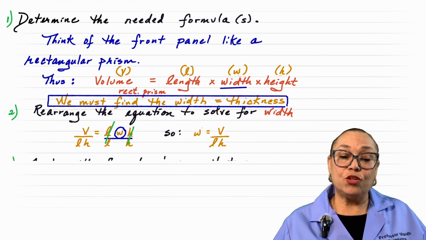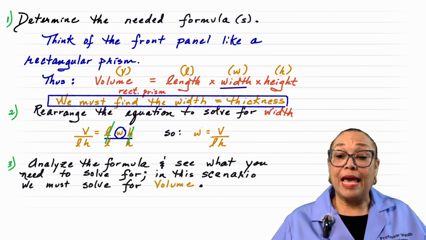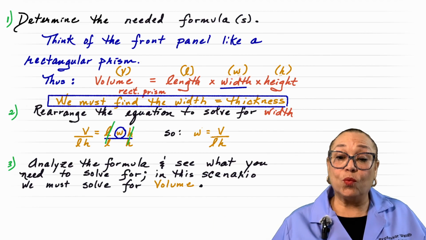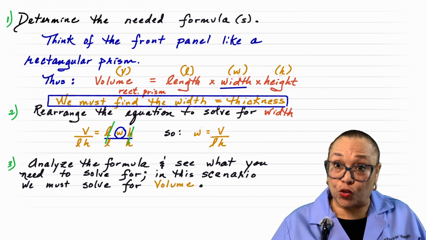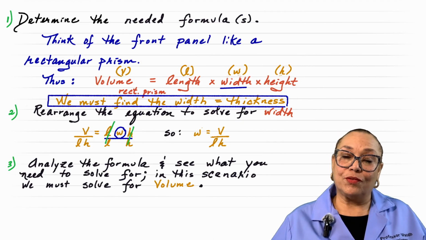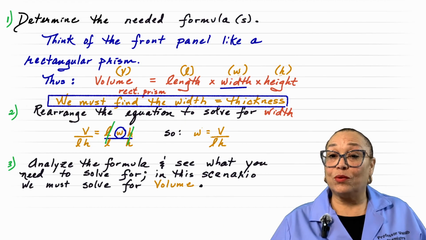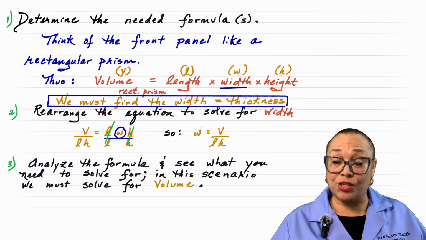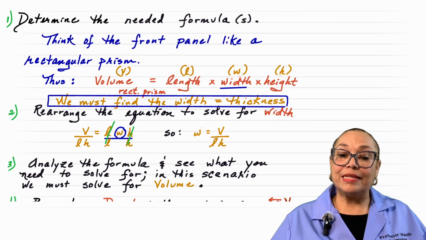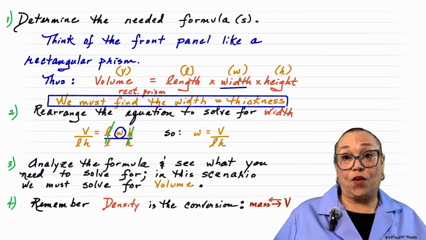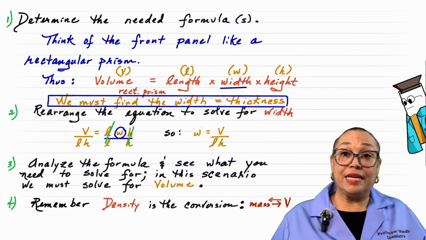Number 3, you're going to analyze the formula and see what you need to solve for. In this scenario, we must solve for the volume first. And then after that, we can solve for the thickness, because that's the only thing we don't have from our little equation. So remember that this density is a conversion unit. If mass to volume, volume to mass, use the density.